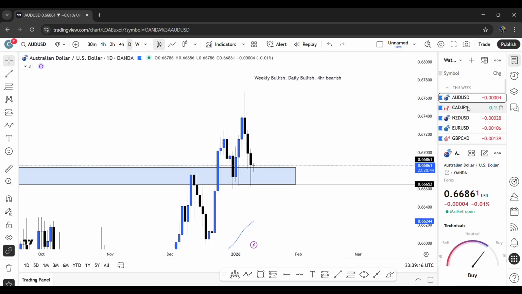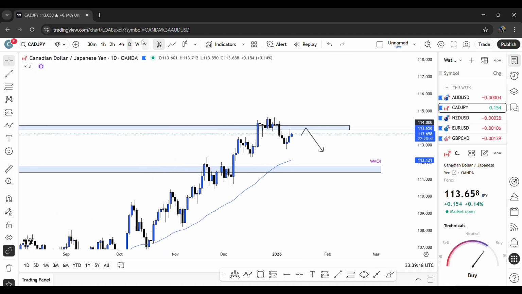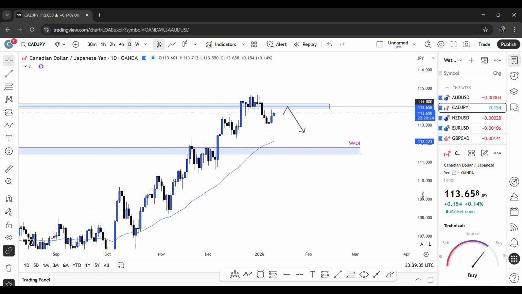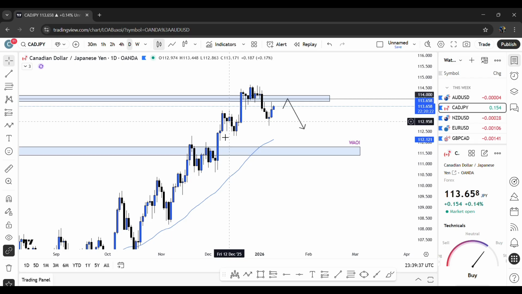Next one is CAD JPY. CAD JPY on the weekly is bullish, and if we drop down to daily, then daily is bearish, making high low, high high, high low, high high, high low, high high, and then the price has broken below the previous high low, so now the price is bearish.